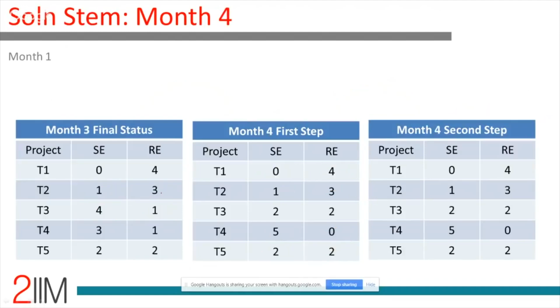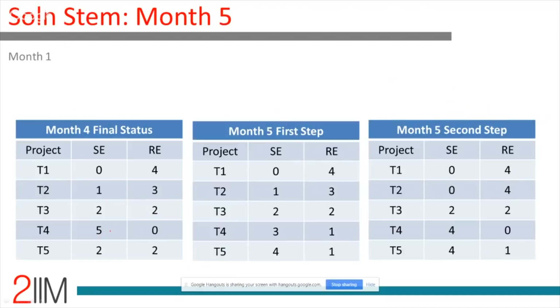I'm going to do this. Month 3, I'm going from here to here. From month 3 to month 4, this goes to 2, this goes to 5. This goes to 2, this goes to 0, which is what this is. T1, T5, can we do a swap? We cannot do the swap because there's no SE available here. T2 to T4, can we do the swap? We cannot do the swap because there's no RE available here. Step 1 to step 2, there is no change. Wonderful.